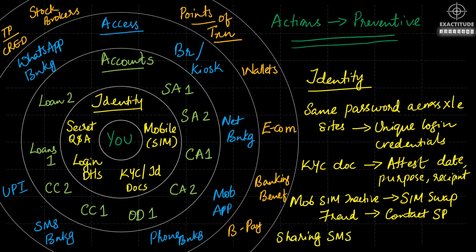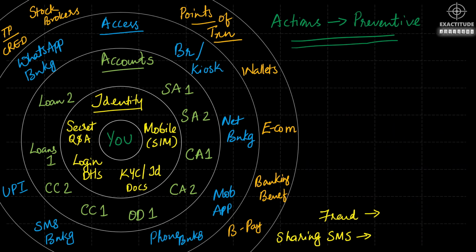The fourth mistake that happens with respect to your identity is actually sharing certain SMSs from your mobile with strangers. It might even be an encrypted SMS which actually represents your mobile device and your SIM to authenticate yourself. So don't share any such details with anyone because that will make you vulnerable to fraud.